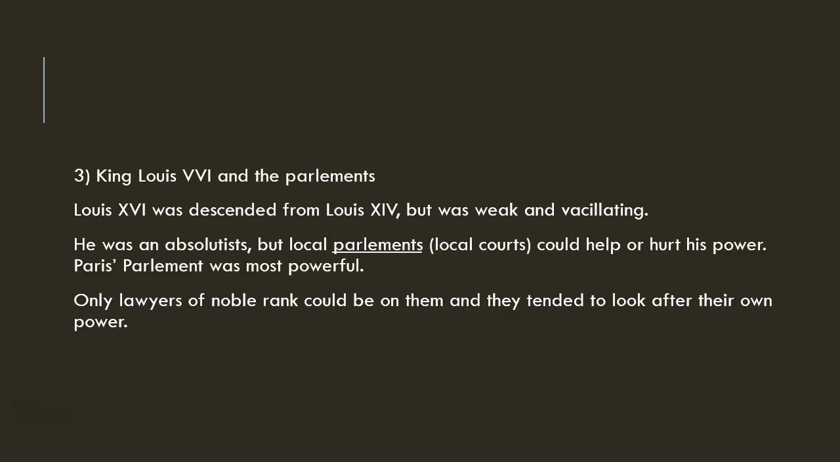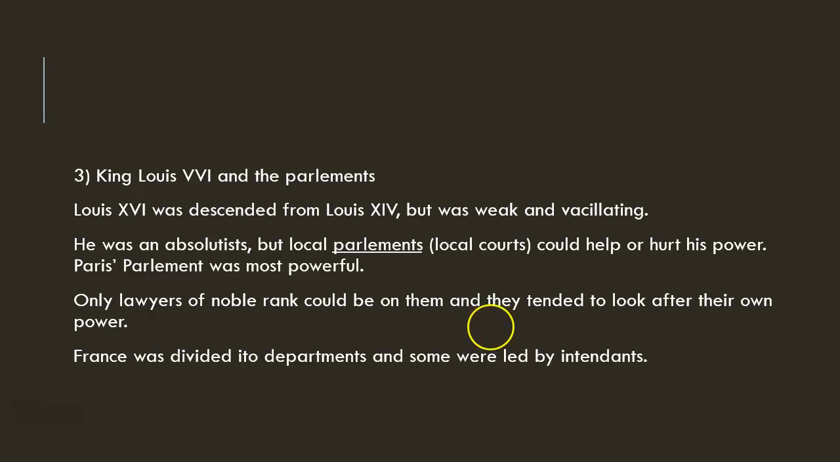All right, let's go on here. Louis the 16th and the parliaments. He was descended from Louis the 14th, but he was weak and vacillating. He was an absolutist, but the parliaments, which are the local courts, and you need to know what that is, could help him or hurt him. The most powerful of all the courts was the Paris Parliament. Only lawyers of noble rank could be on them, and they tended to look after their own interests.